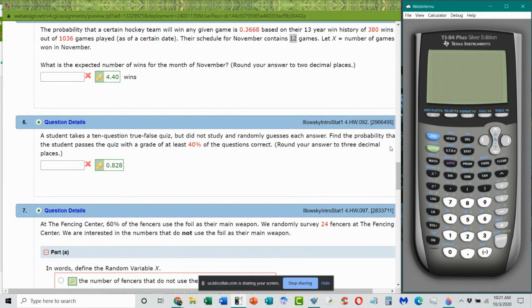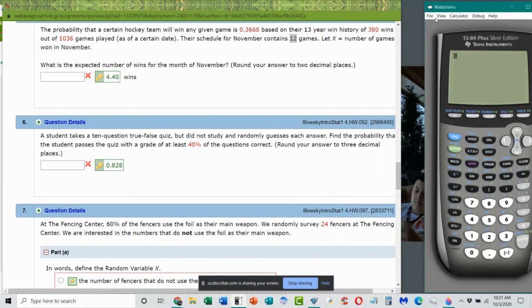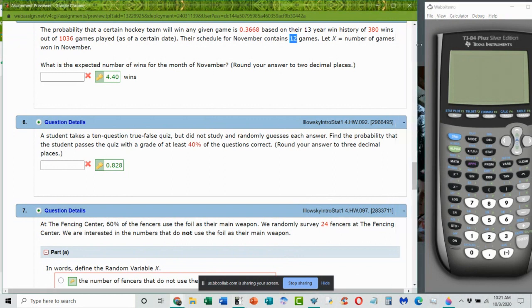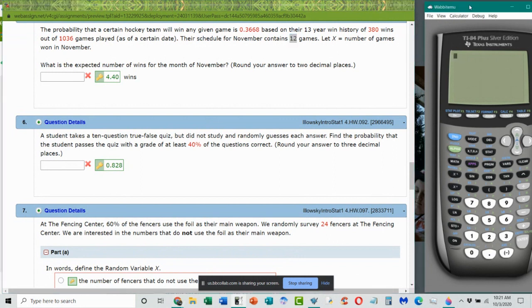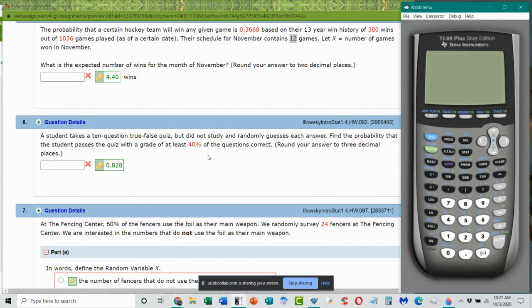So what is the probability that a student passes the test? Why can't I make this bigger? Okay. Knowing that you need to get at least 4 questions correct. It's a really strange way to pass the test, that a 40 is a passing grade. But so we can find out the probability of getting a 30 or less. We can find out the chance that the student fails the test.